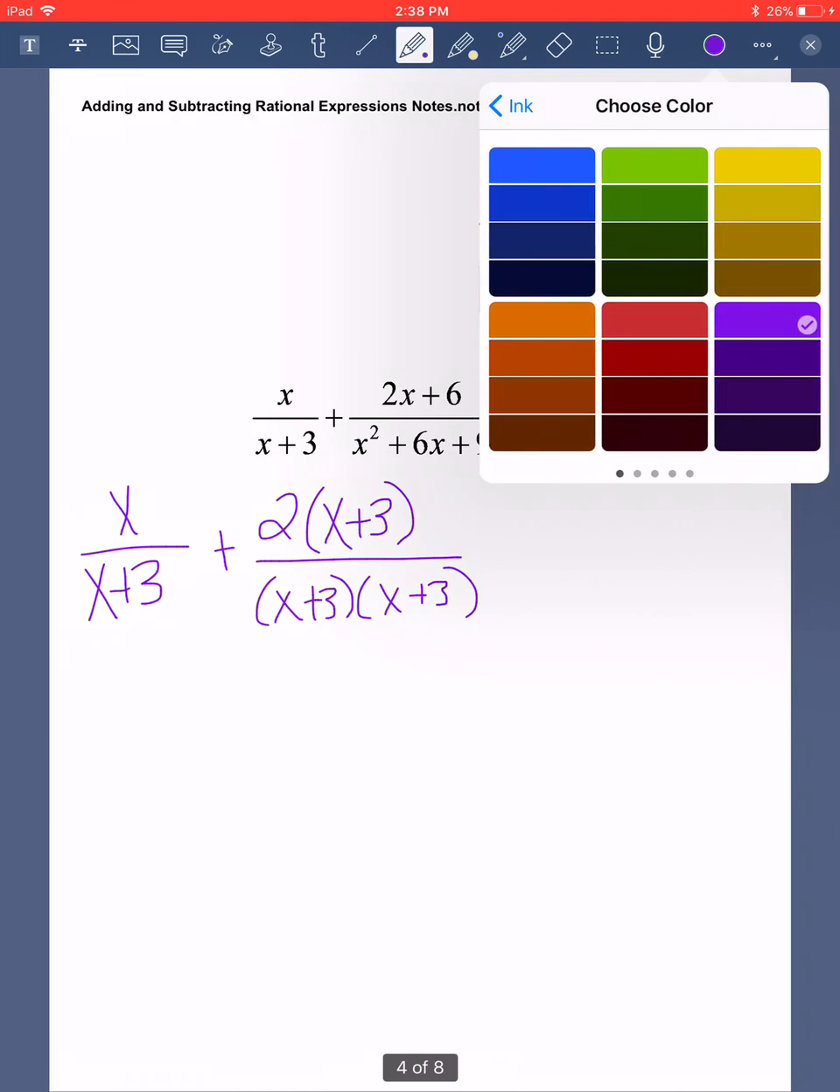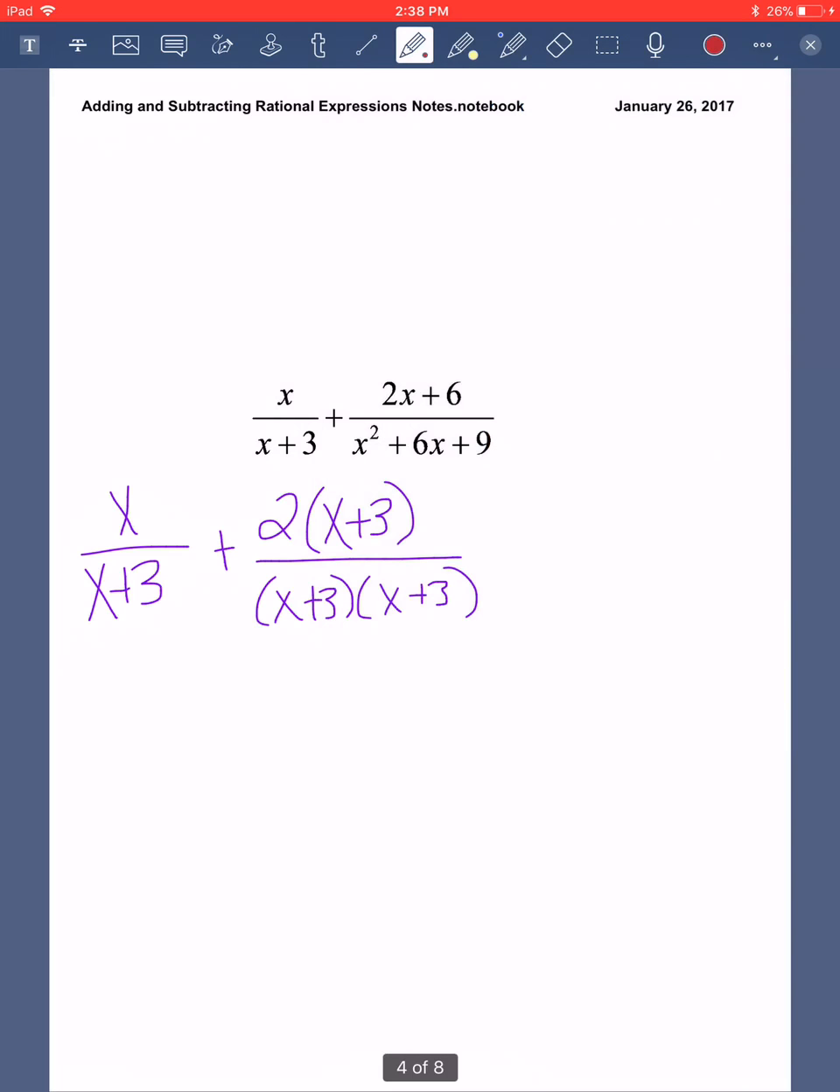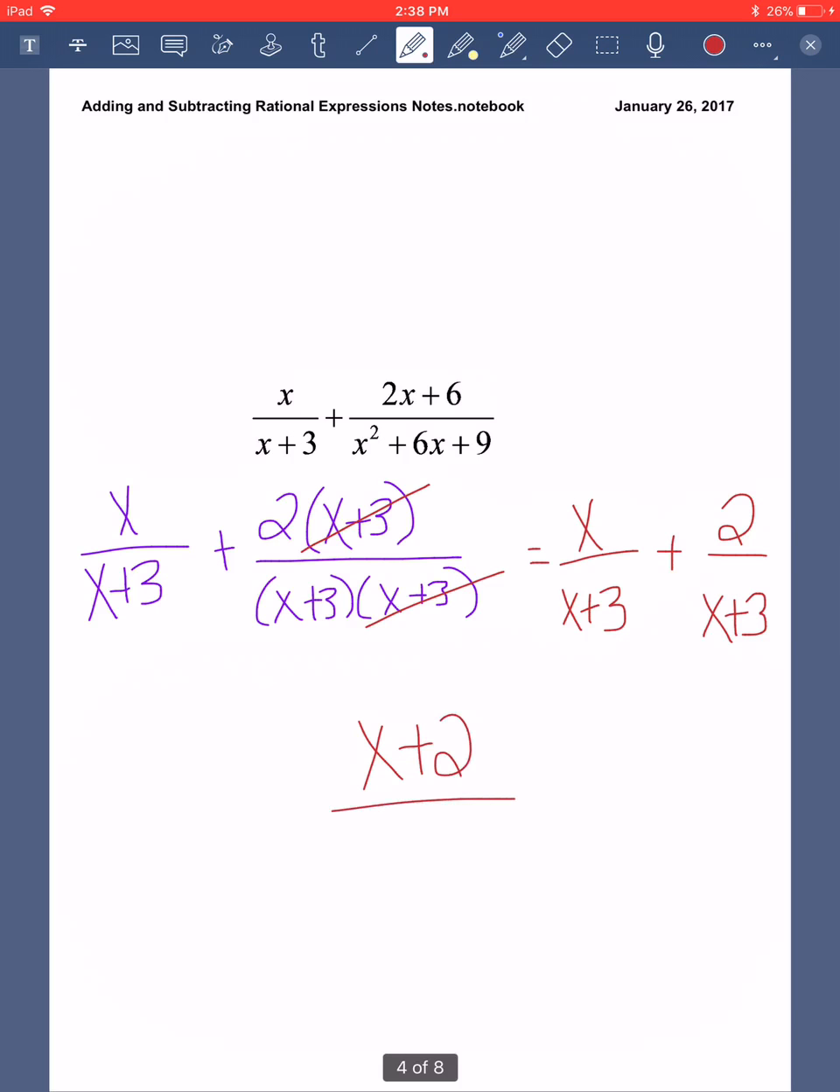And now I'm going to look and see, can I simplify anything? I've got an x plus 3 in the top and the bottom of my second rational. So now I have x over x plus 3 plus 2 over x plus 3. I have a common denominator now, so now I just need to add going straight across. So I get x plus 2 over x plus 3. And that's all I can do here. I cannot simplify out the x's because it's x plus 2, x plus 3, those have to stay together. So that is as simplified as I can get.